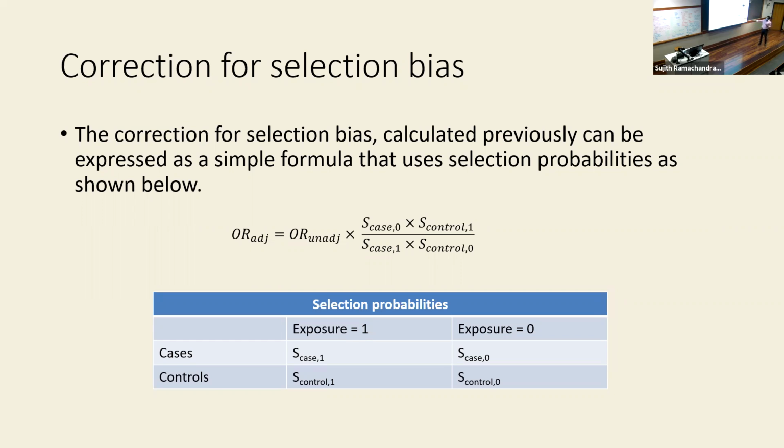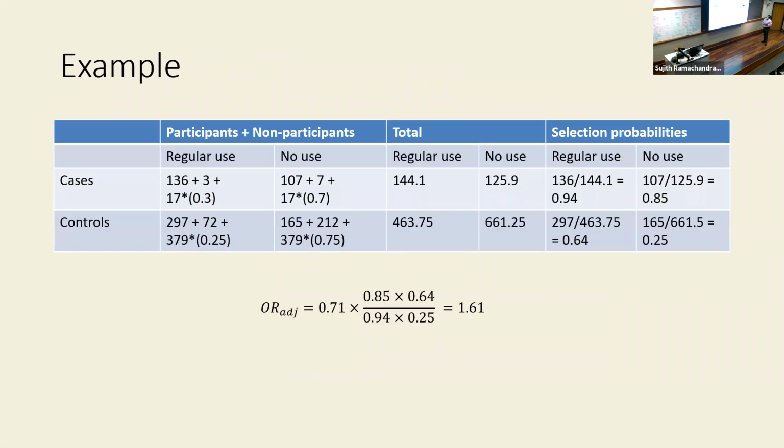So the selection proportions presented here correspond to this table. So S case 1 is the proportion of respondents among people with uveal tract melanoma that had regular mobile phone use, and so on and so forth for all the other 4 numbers. If I were to do this using that formula instead of the math that we just did, the selection probabilities would look like this. I just divided 136 divided by 144.1, which is the total.